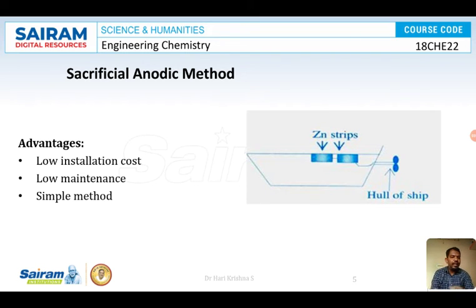Until now, the base of the ship was acting as anode. As soon as you attach the zinc, what will happen? Zinc will act as anode. This hull will act as anode. This entire base will be converted to cathode. So zinc starts undergoing oxidation or corrosion, supplying electrons to this. Zinc is sacrificing itself to protect this part. Since zinc is sacrificing itself, it is called the sacrificial anodic method. The advantages: it has low installation cost, low maintenance, and it is a very simple method.